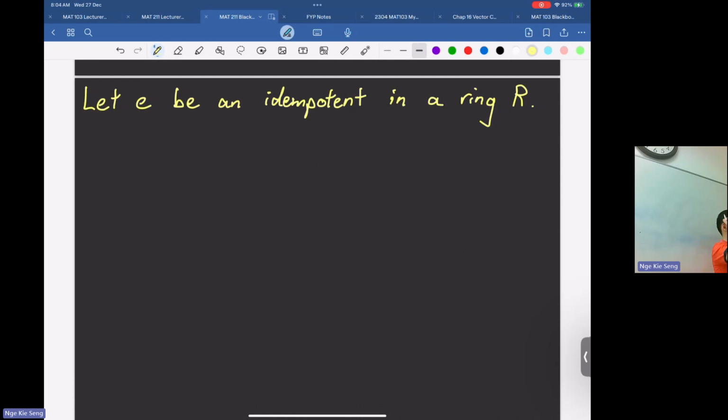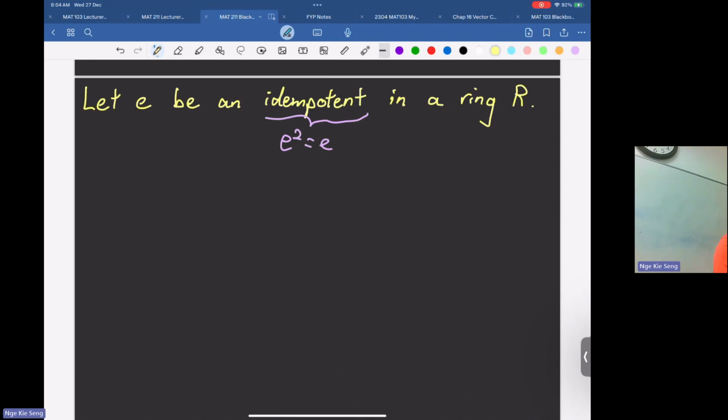Okay, what's the use of this idempotent? Idempotent means what? E will square to itself. Okay. E squared to E. Okay. So what's the use of this idempotent?